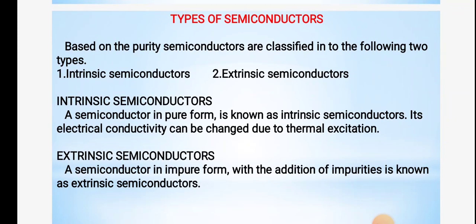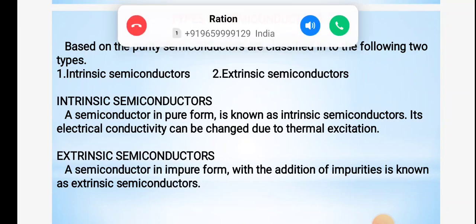Here we see the types of semiconductors. Based on the purity, semiconductors are classified into the following two types. The first one, intrinsic semiconductors. The second one, extrinsic semiconductors. What are intrinsic semiconductors? A semiconductor in pure form is known as an intrinsic semiconductor. Its electrical conductivity can be changed due to thermal excitation.